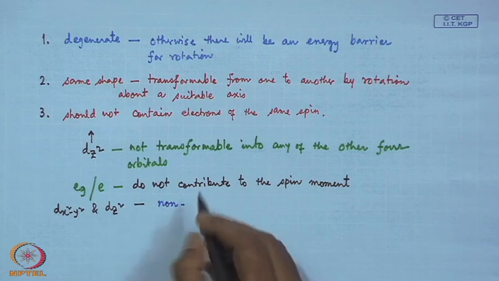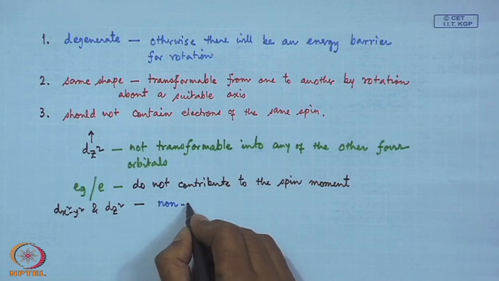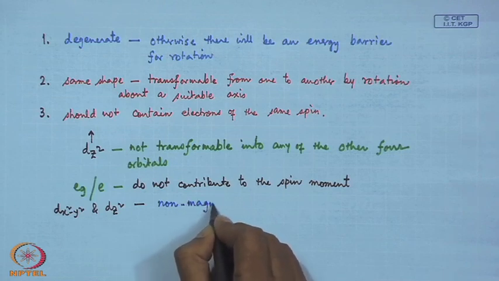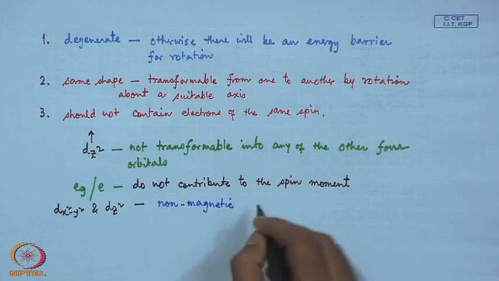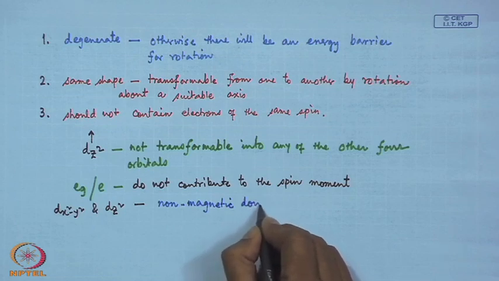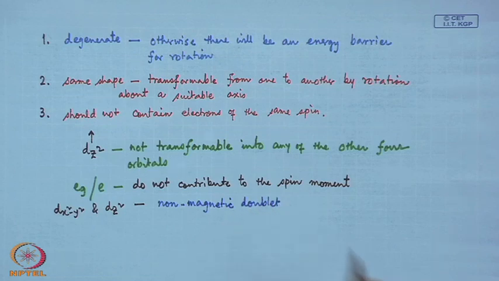So, these two levels we can consider as a non-magnetic doublet. They are non-magnetic in terms of the corresponding orbital contribution, but if the electrons are there, the spin moments are always available, but the orbital moment we cannot have.